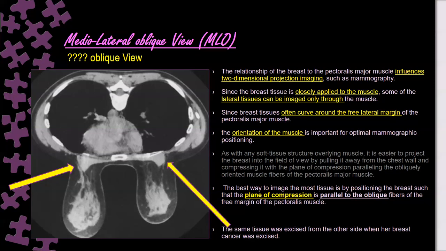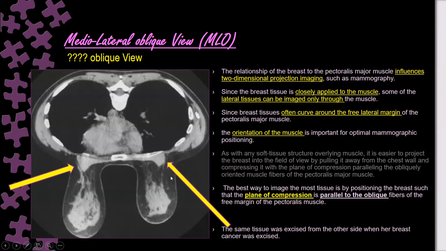And the breast tissue is closely applied to the muscles, and some can be seen even through the muscles. When imaging the MLO, you can sometimes see some of the breast tissue through the muscles. And if you look here, some of the breast can even be curved lateral to the pectoralis major muscles.